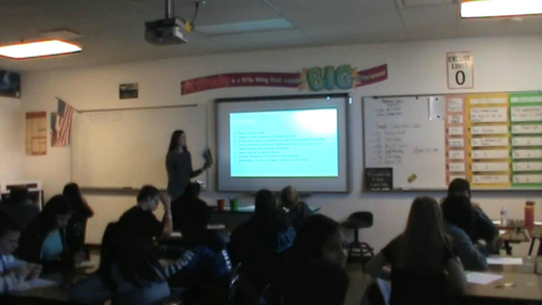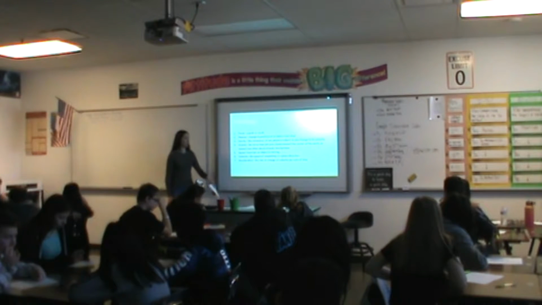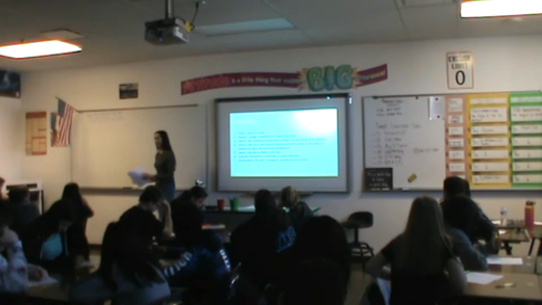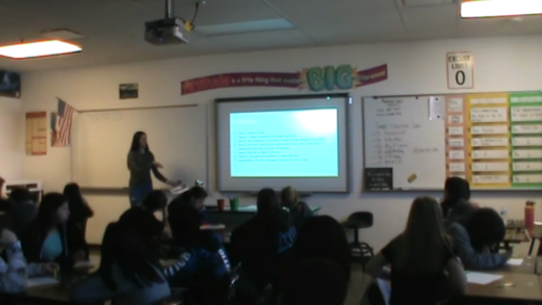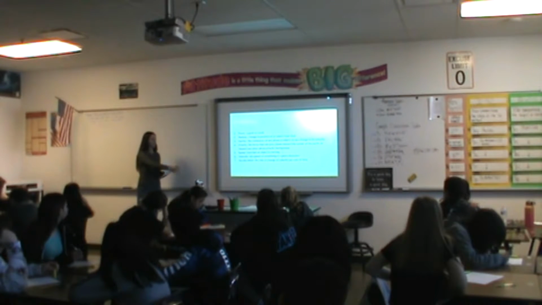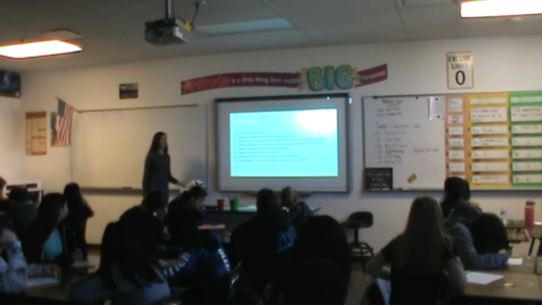Speed is how fast an object is moving. Velocity is the speed of something in a given direction. Many people get speed and velocity mixed up. But speed is how fast something's moving. Velocity is how fast it's moving, but in a given direction.